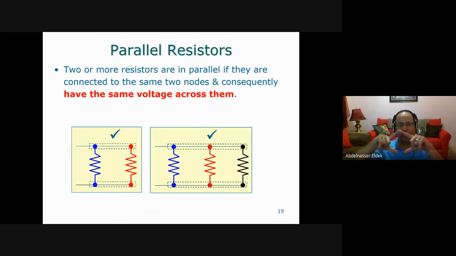And if they are connected from both terminals, this means that the voltage across them is the same, because the two terminals are connected. Since the voltage is the same, not the current. In series, the current is the same, but in parallel, the voltage is the same. So look at this, for example, here. As you see, these two resistors are connected from here and here, since they are in parallel. These two are connected from here and from here. These three, since they are connected in parallel.